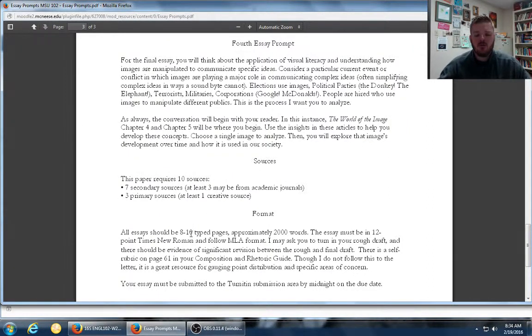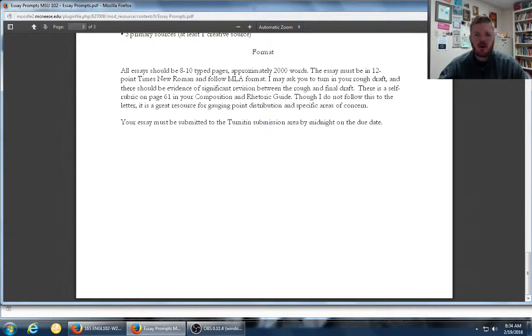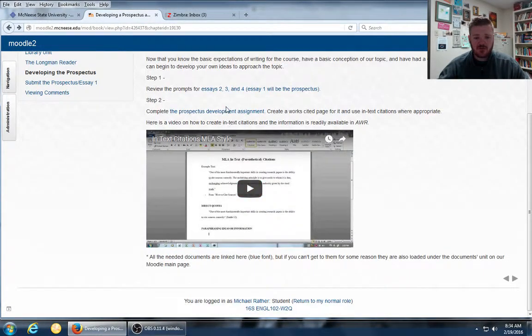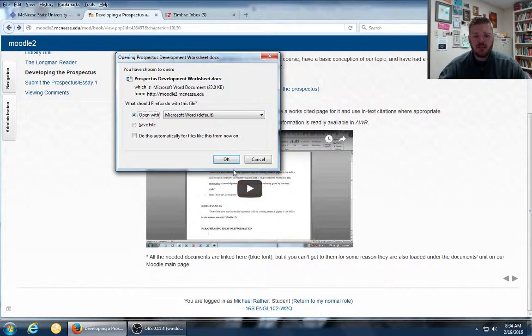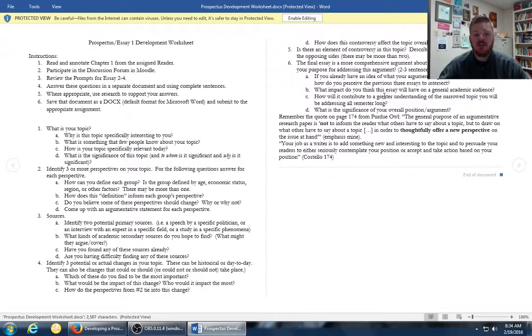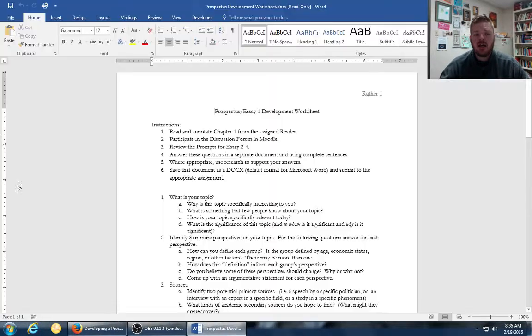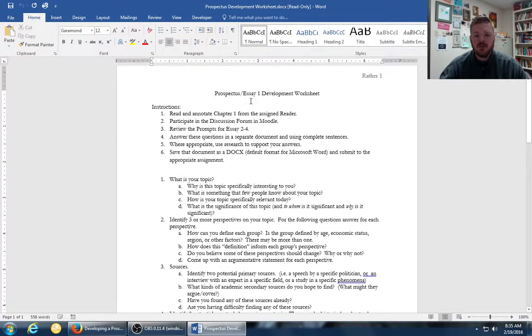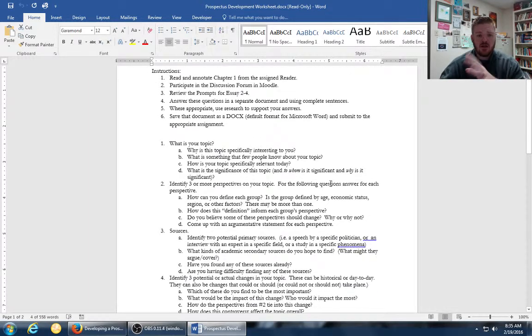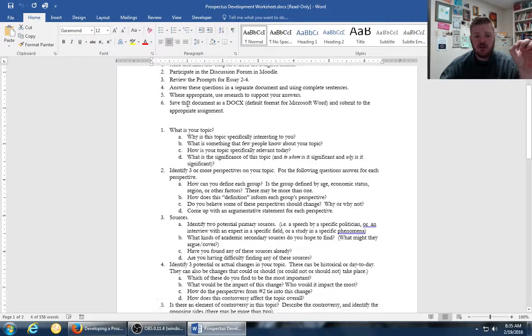So now that you know these 3 prompts, now you have to develop a prospectus. And the goal of developing the prospectus is to start thinking about and showing your process for developing this very complex essay. So in order to do that, I have provided a prospectus development sheet for you, which we are now looking at. That's what I've opened behind the video here. And it has very specific instructions. Read the instructions before you ask any questions. Be sure you read the instructions.